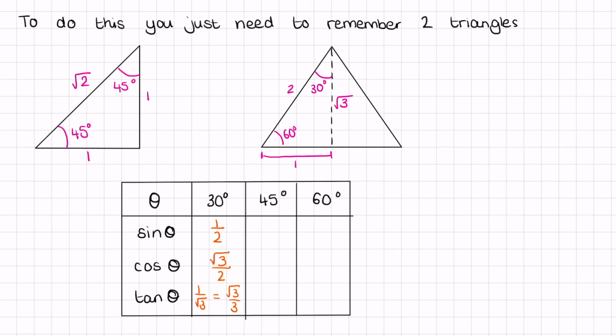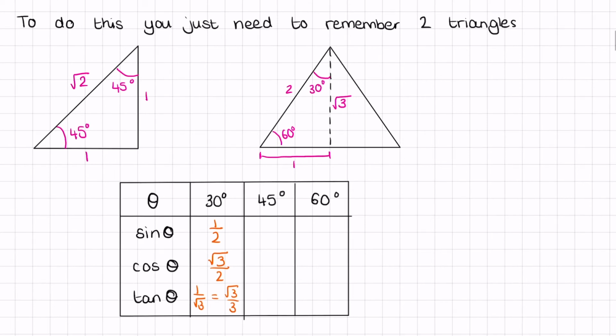45 degrees, so you go to the 45 degree triangle, the sine of 45 degrees, so pick either angle, opposite over hypotenuse, so it'd be 1 over root 2. Once again, could also be written as root 2 on 2 if you rationalise it. Cos, adjacent over hypotenuse, so you actually end up with the same answer as the sine. And tan, opposite over adjacent, which is 1 over 1, which just gives us 1.